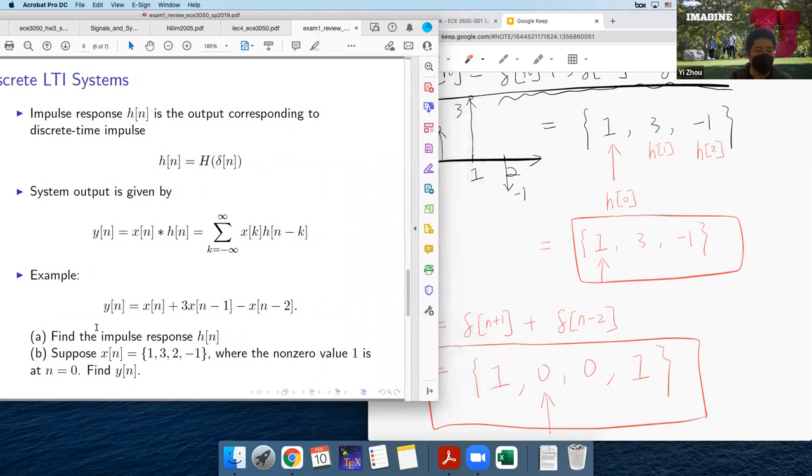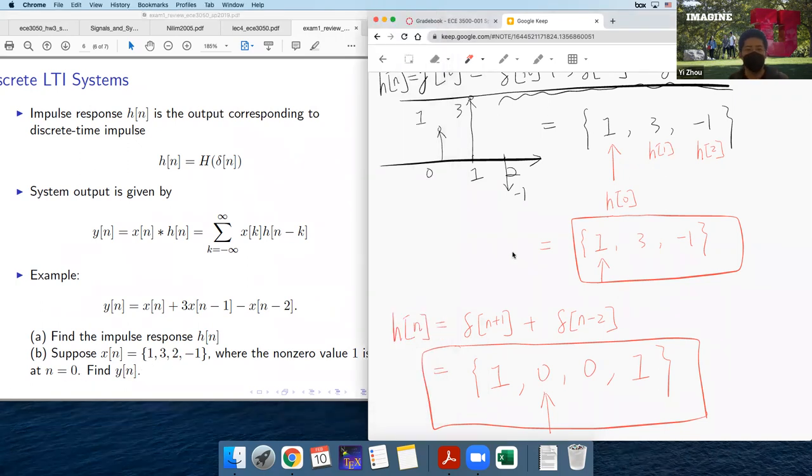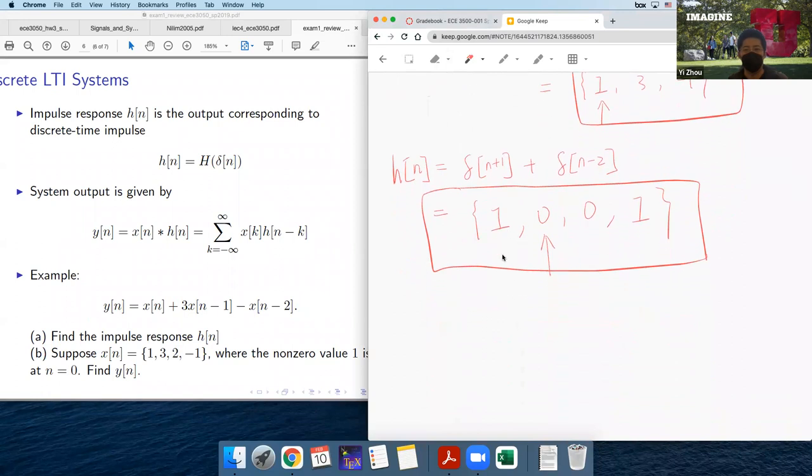Okay. Now this is part A. Part B, suppose we input such a discrete time signal, where the non-zero value 1 is at n. Find y[n]. Okay, let's look at this.